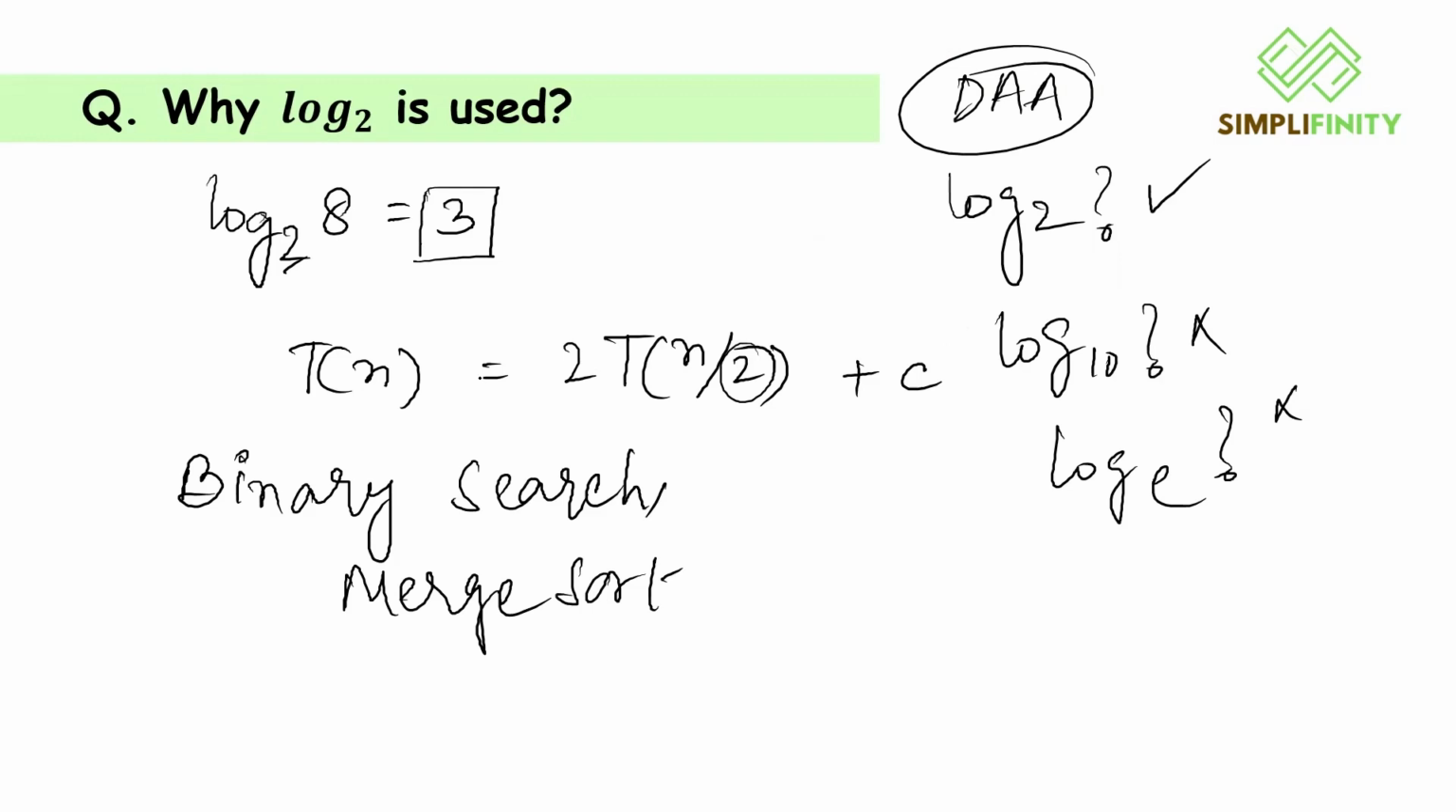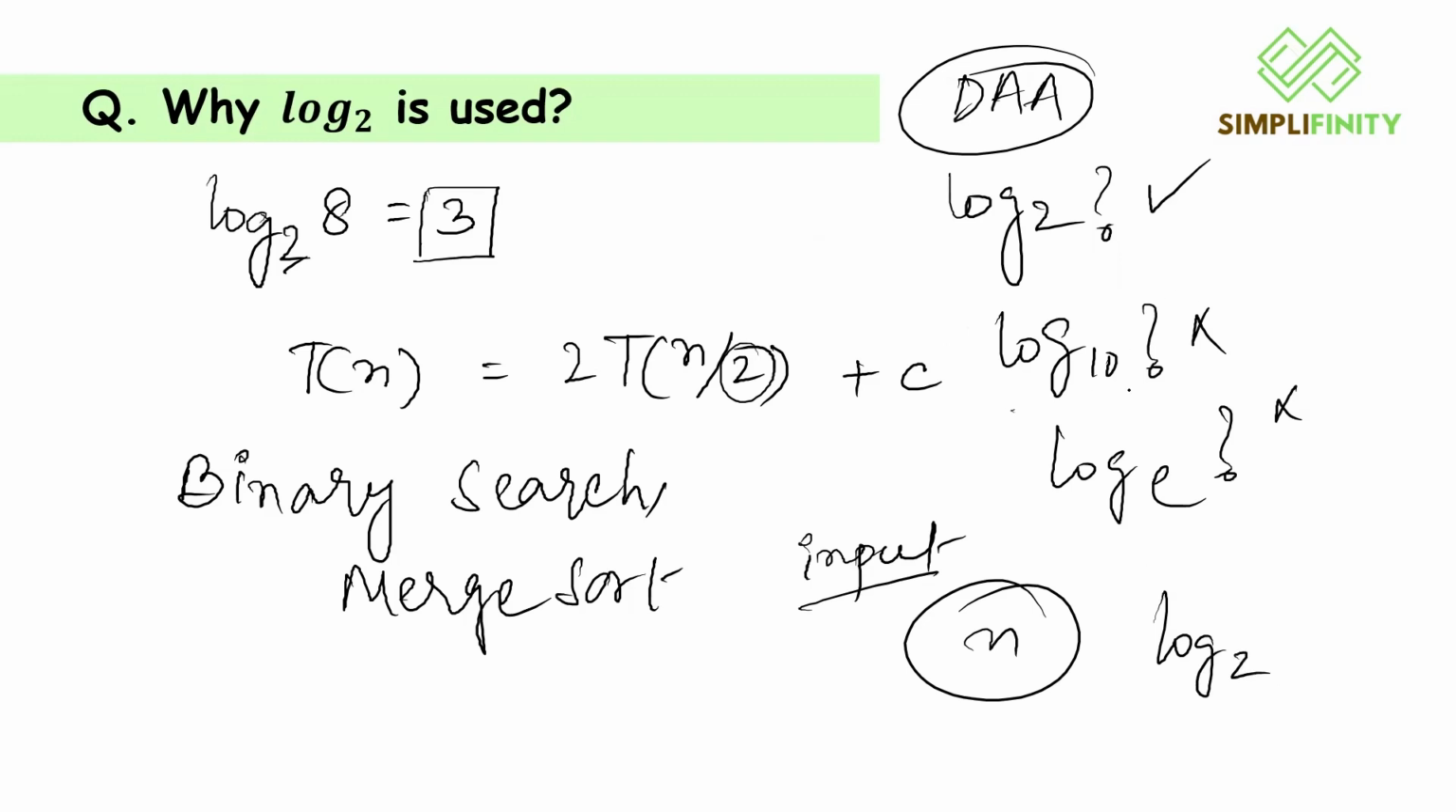In these algorithms, did you notice one thing, that the input, which we take as n, is getting halved each time until it becomes 1, or so small, close to 1, right? We are halving it in every step. That is why we are using log base 2, and that is why we are not using log base 10.